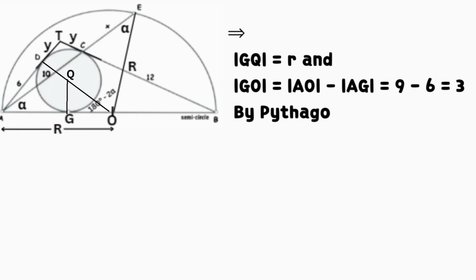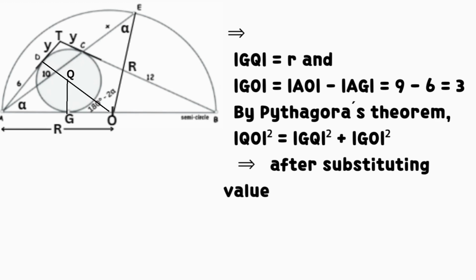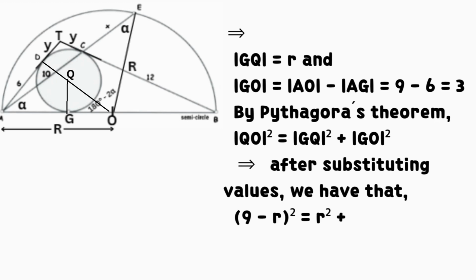Thus, line GQ equals r and line GO equals 9 minus 6, which equals 3. Use Pythagoras theorem as shown for the square of line QO and substitute values. We have that the square of 9 minus r equals the sum of the square of r and the square of 3.